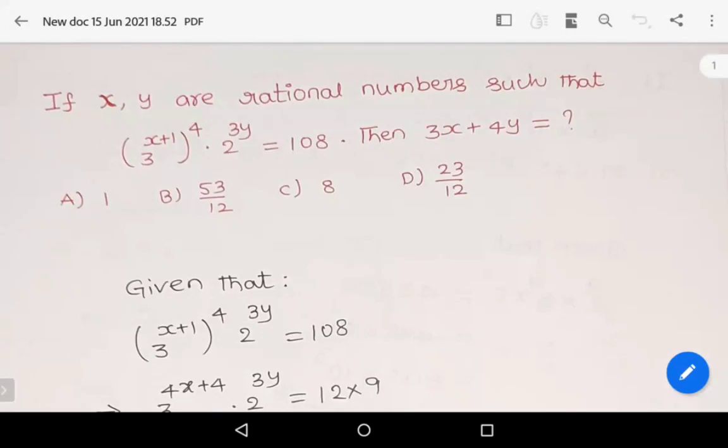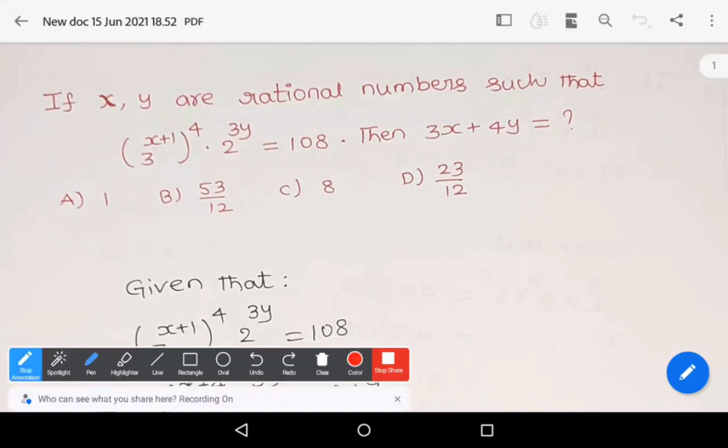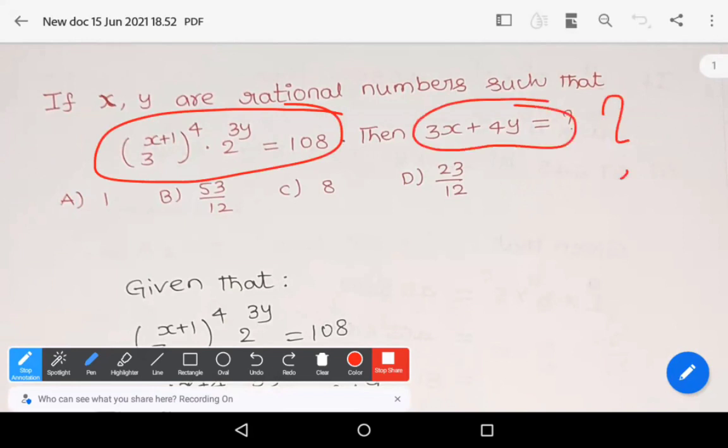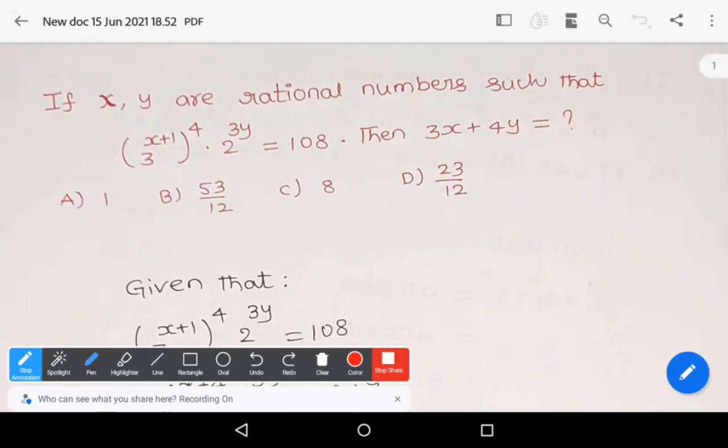In this video, we discuss 5 problems which are from ISET 2020. So let us see the first problem. If x, y are rational numbers such that (3^x + 1)^4 into 2^(3y) is equal to 108, then 3x plus 4y is equal to what? The value of 3x plus 4y is equal to.